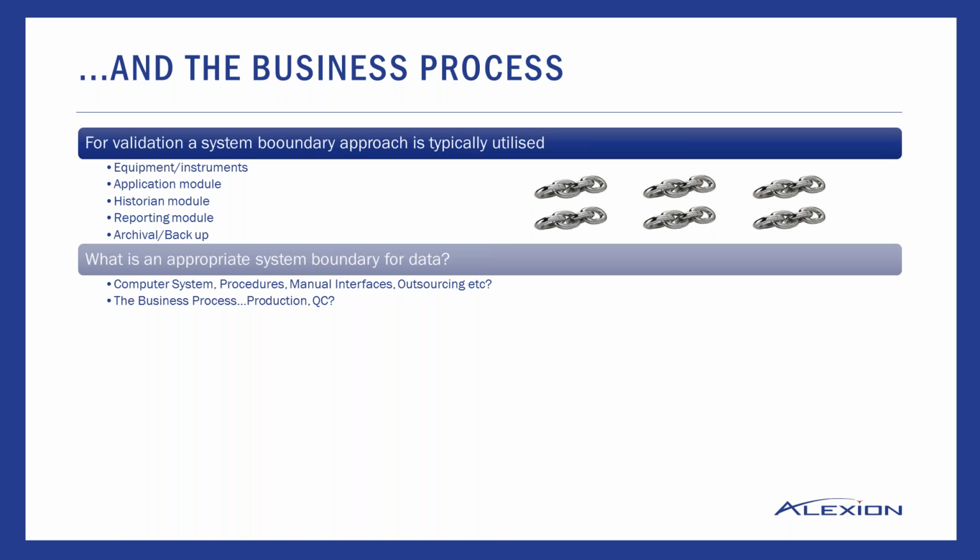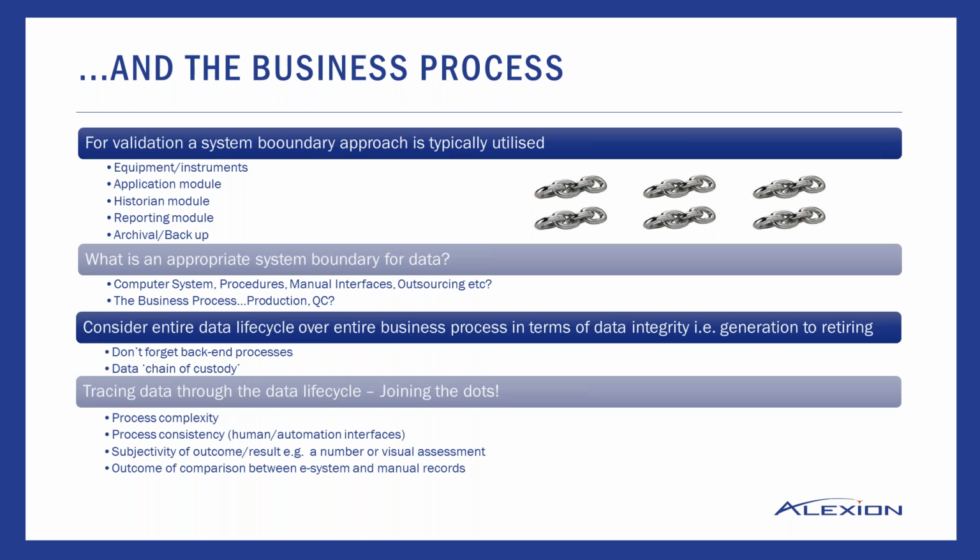But what's an appropriate system boundary for data? Is it the computerized system, the procedures, the manual interfaces, outsourcing? Is it the business process? Is it the production process? Is it just the QC process? I think really you need to consider the entire life cycle over the entire business process in terms of data integrity. So from generation to retiring. And don't forget the back-end processes. Really looking at the data chain of custody all the way through.